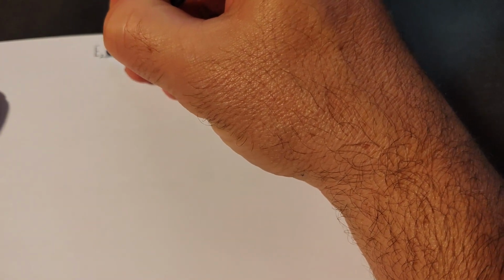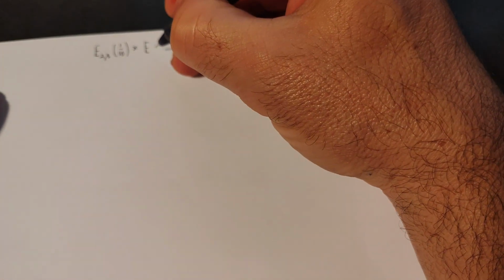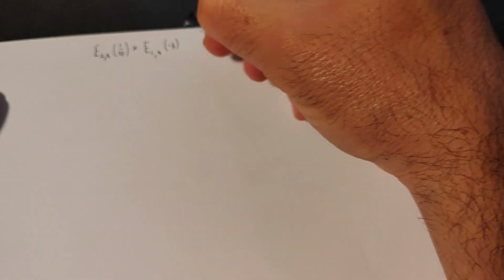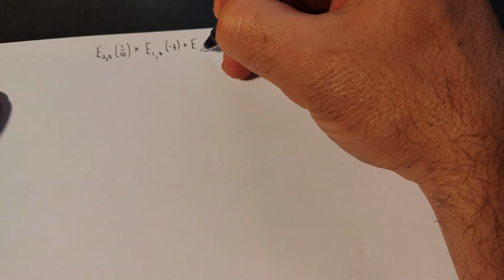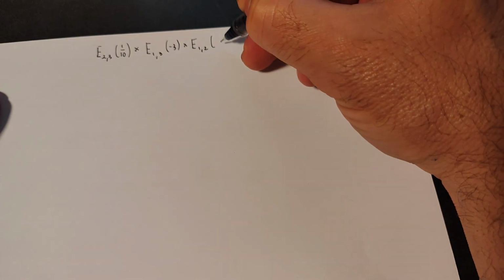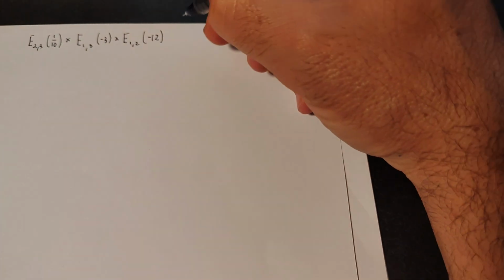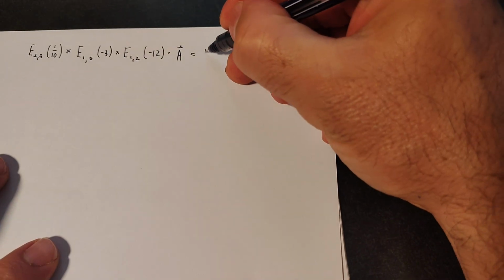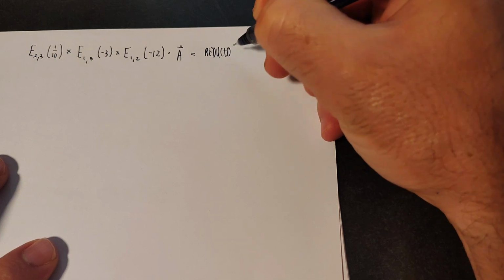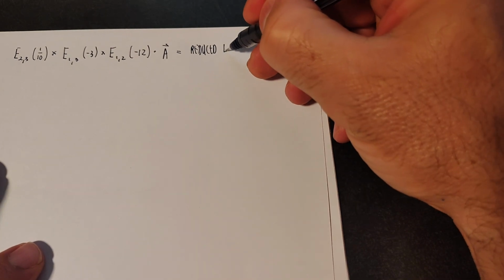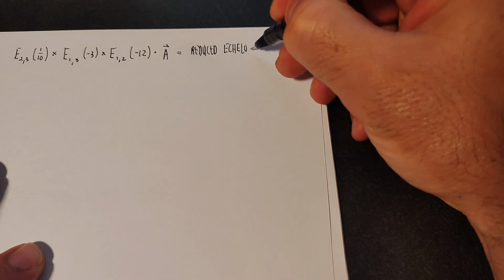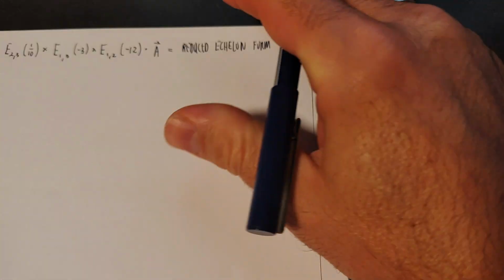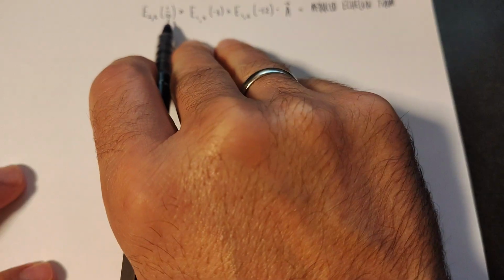So what we should have is E of 2, 3 of 1/10 times E of 1, 3, negative 3 times E of 1, 2 of negative 12 times matrix A, then that gives us our reduced echelon form. And if we write those out, what does this matrix look like?